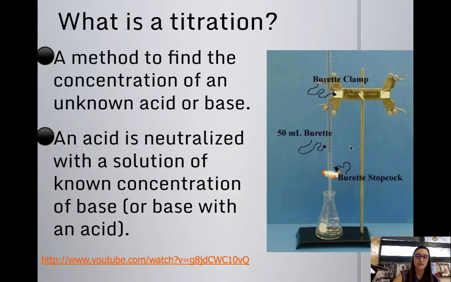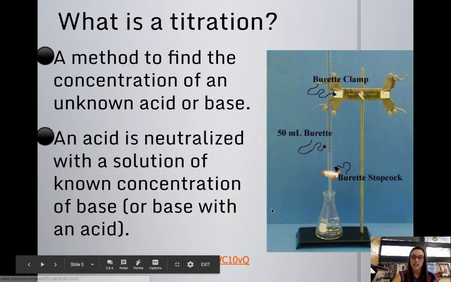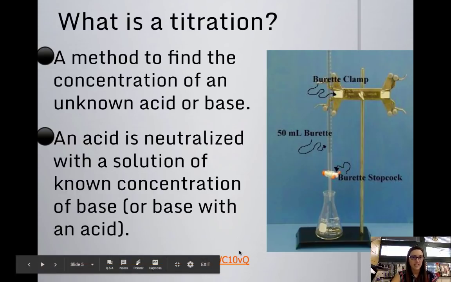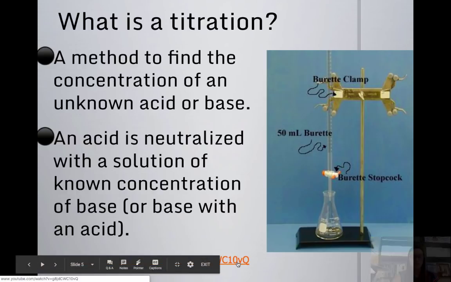And you can use the volume of the base and the concentration of the base to figure out the concentration of the acid. And so what we're going to do is we're just going to watch a quick video on what a titration setup looks like in lab. So when you do this in lab, you have an idea as to how the setup will look.